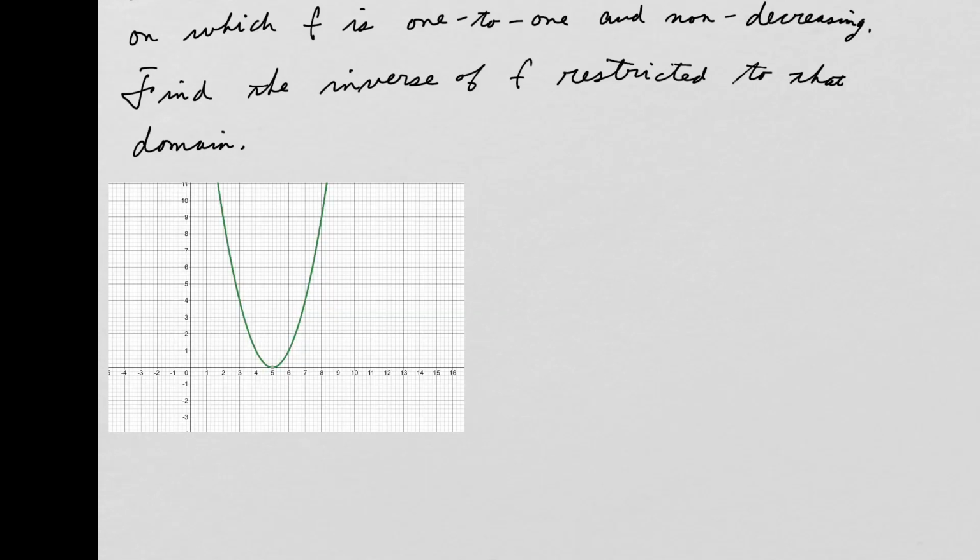Okay, so here's the original function, right? So this is the function x minus 5 squared. And notice it's not one-to-one, right? Because it fails the horizontal line test. So what can we do? Well, we want to restrict it so that it's one-to-one, and in this case, we want it to be non-decreasing. So it's obviously decreasing here, and it's increasing here. It has a minimum. In this case, it's a relative min and an absolute min, right here at 5, 0.